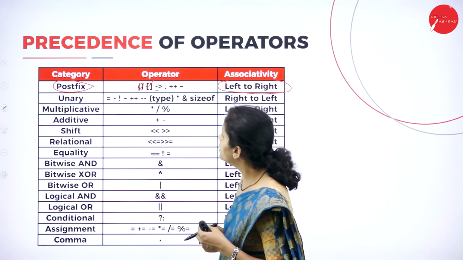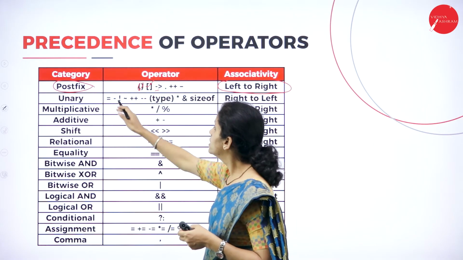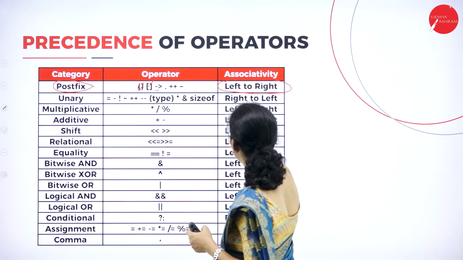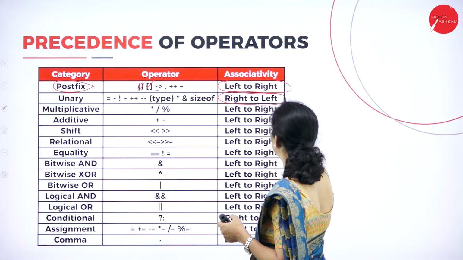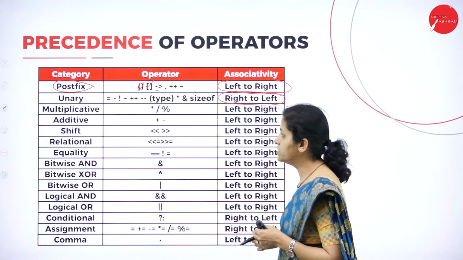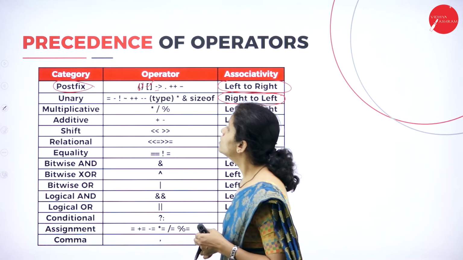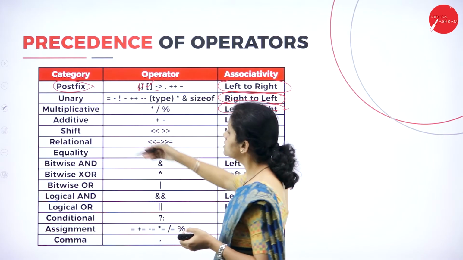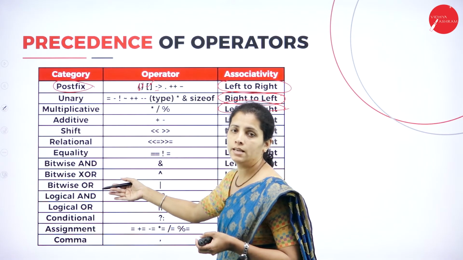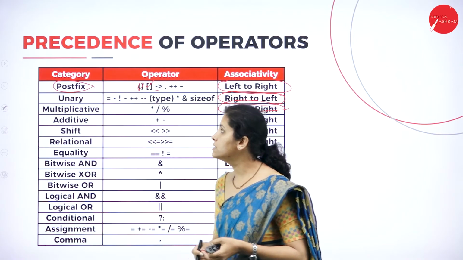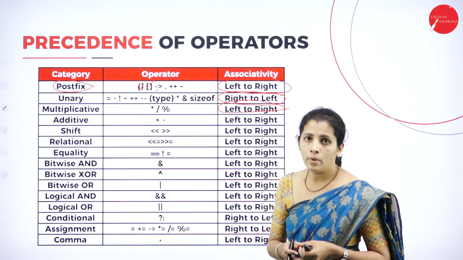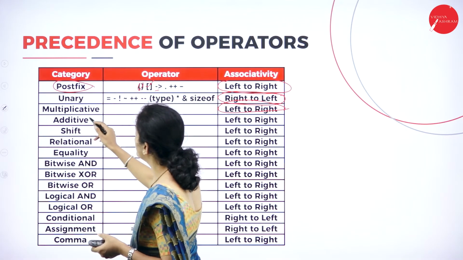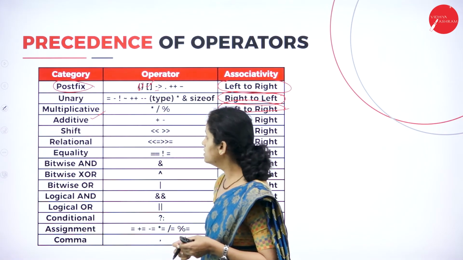And unary operators like plus, minus, not. In that case, I want to perform right to left evaluation. And if I want to consider multiplicative, then left to right. So this is the hierarchy of the precedence. So at the beginning, I want to consider postfix operators, then unary operators, multiplicative operators, then addition, shift.